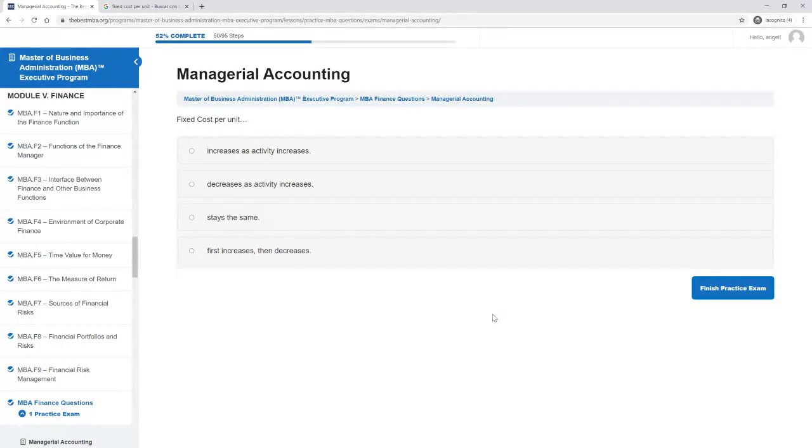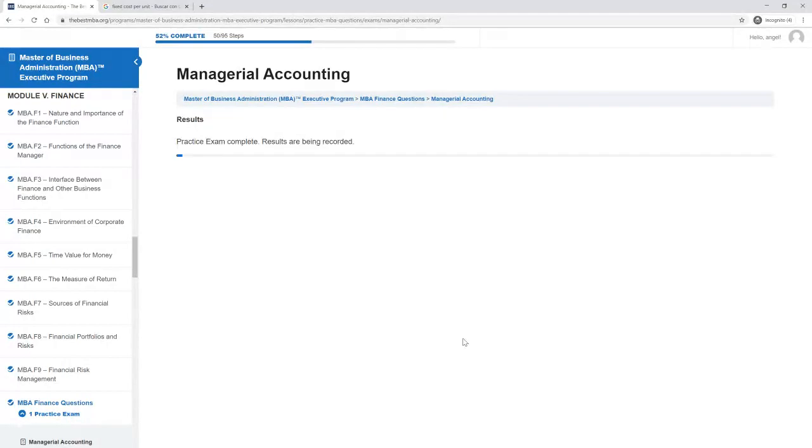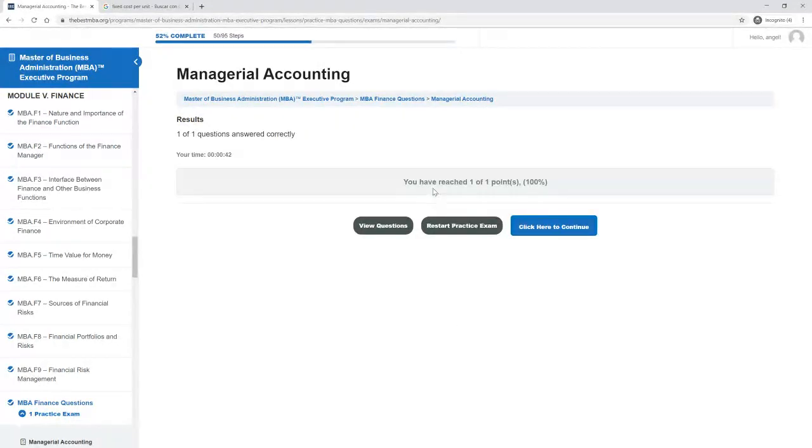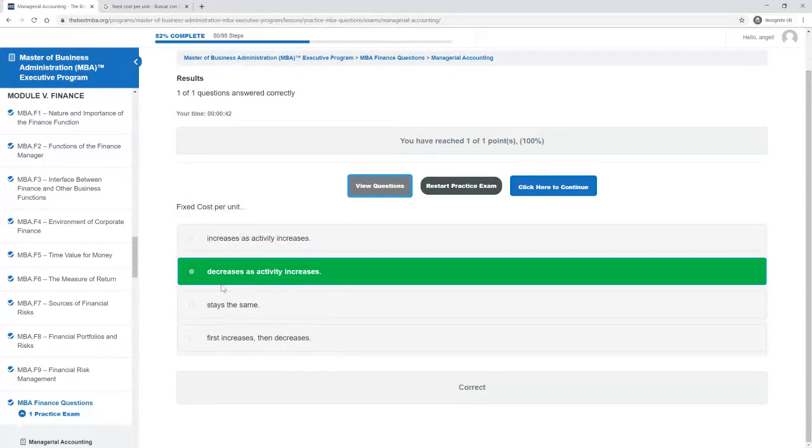Okay, so I will choose decreases as activity increases. Let's click and let's see. Okay, it seems it is right. Let's see. Yeah, decreases as activity increases.